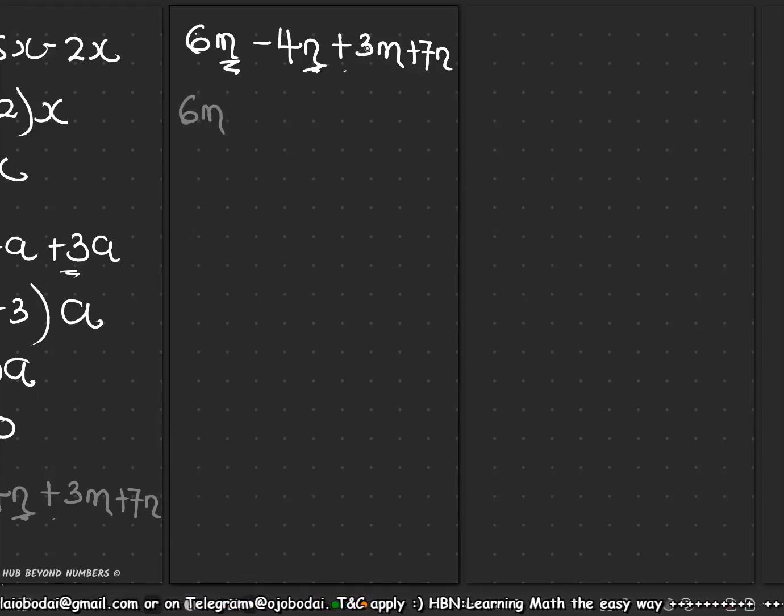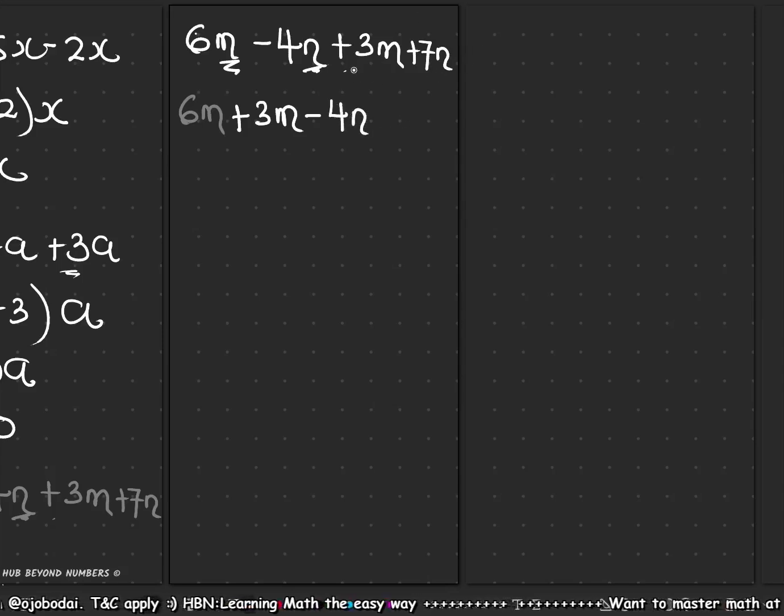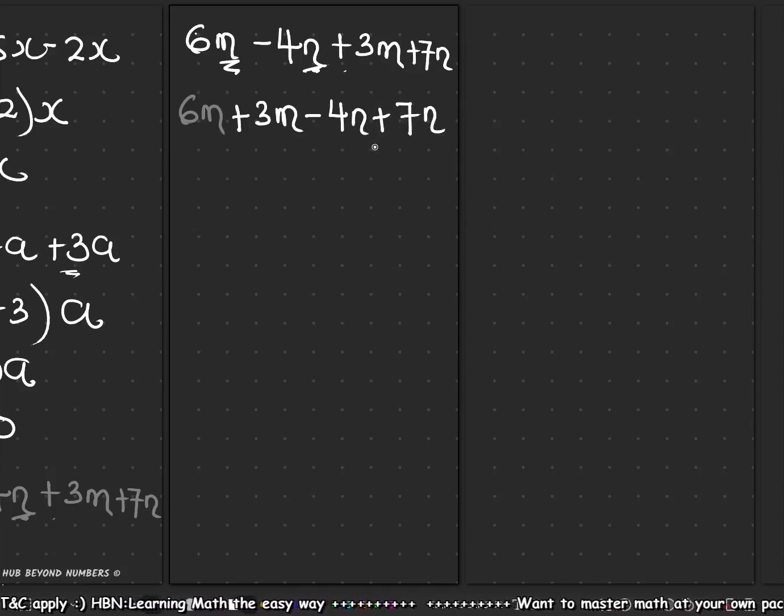6m, then what other term contains m over here? That's the plus 3m. So plus 3m. Are we done with the m? Yes. Then we go to the next variable, which is n. So this term here is negative 4n. And we have already written this. And we come to this term here, which is what? Positive 7n. You see? So we now work those having m separately, then those having the n as well.